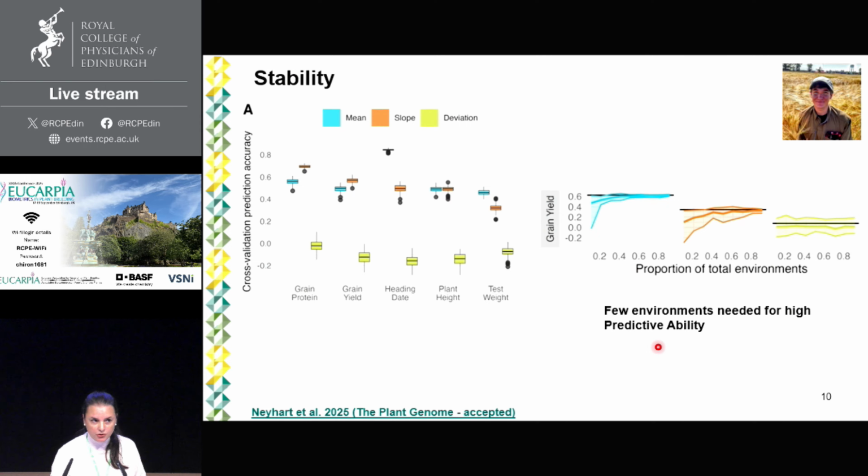And then we, of course, did genomic prediction. And you can see here for grain yield, this is the trait I've been showing you, for the mean and for the slope, we got pretty good predictions. And then this is when we use subsampling, so resampling this proportion of environments. And again, with about 20 environments, we got pretty decent predictive accuracy.